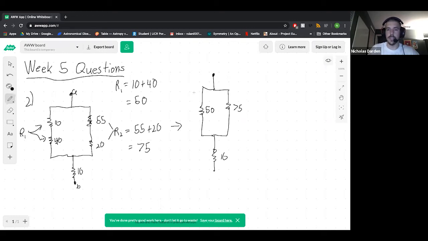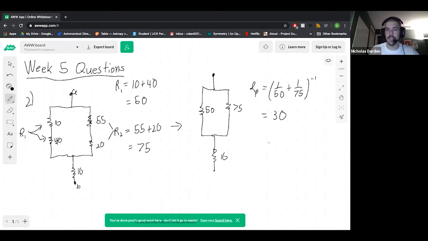So we need to combine this parallel portion here. So the 50 and the 75, I'll just call it RP for R parallel. Now we want to do the inverse, right? So this is going to be 1 over 50 plus 1 over 75 to the negative 1. And then combining these, I believe I wrote it down here. Yeah, so this is going to give us 30.